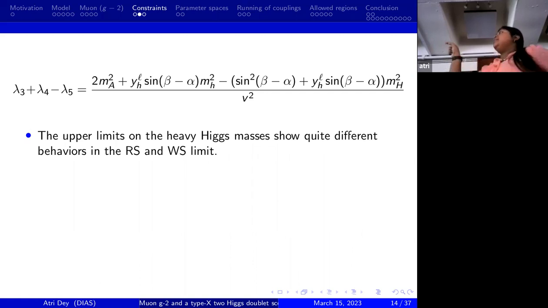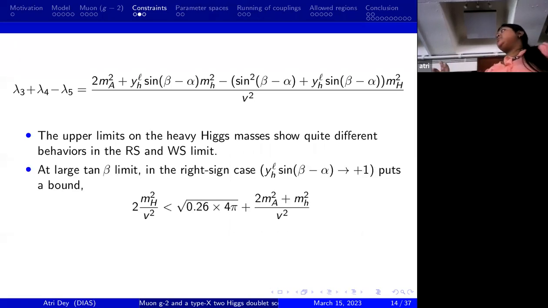And the thing is, there is a term like YHL sine(beta minus alpha), which decides whether we are in the right sign region or the wrong sign region. For this, our sine(beta minus alpha) is close to 1, and our YHL also has to be close to 1, because it's like sine(beta minus alpha) minus cos(beta minus alpha) times tan beta. And from the LHC data, this should also be close to 1. So the whole factor should be close to 1, but it can be positive 1, which is the right sign region, or close to negative 1, which is our wrong sign limit.